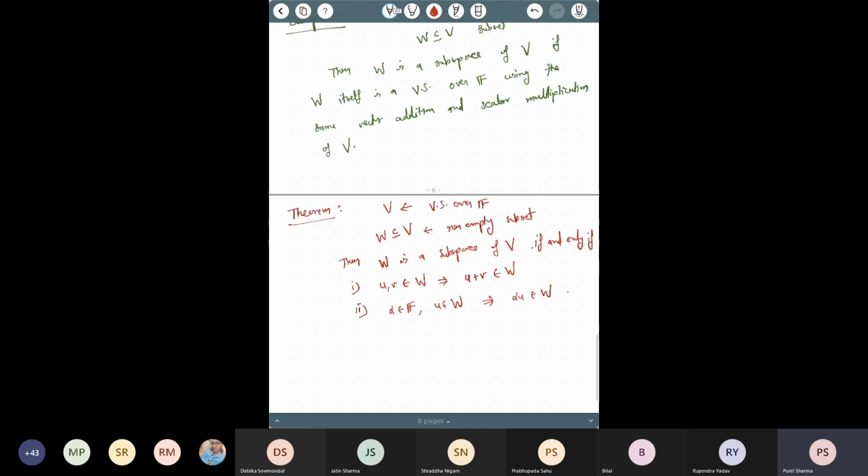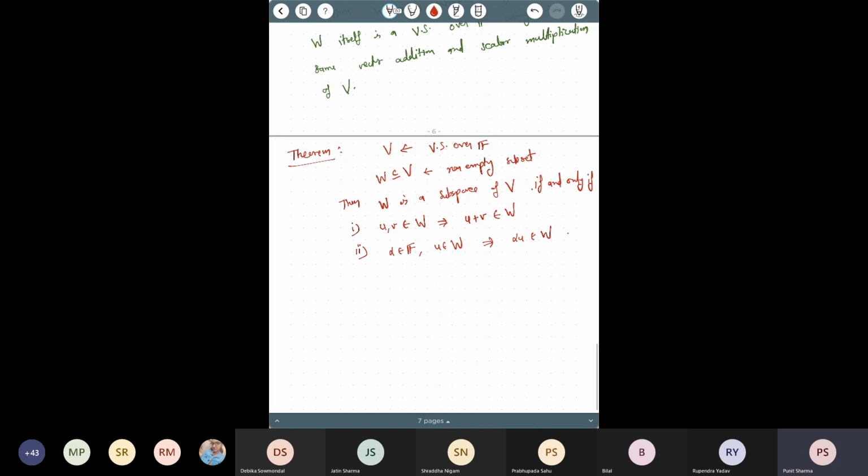Now this is an if and only if result, so you have to prove both directions. One direction is very straightforward. Which one is straightforward? When W is a subspace. That means if W is a subspace, then it has to be closed under addition by definition, and it also has to be closed under scalar multiplication. So this is by definition, and it is straightforward. What about the only if direction?